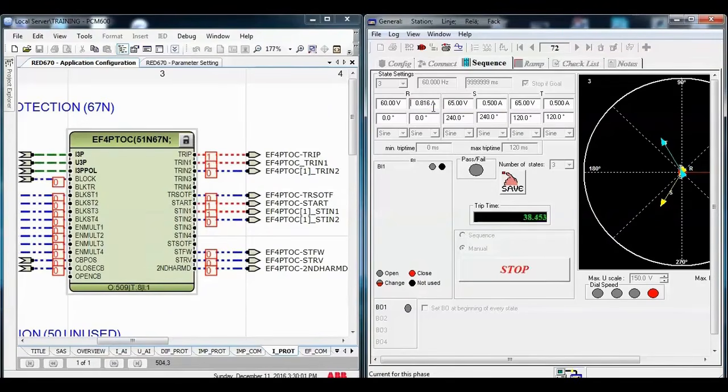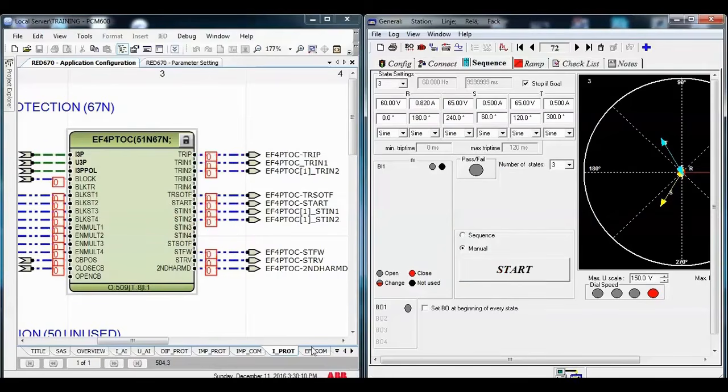We will just reduce it like this. And in reverse, for example, at an angle of 180 degrees, until you also reach 0.82, I made the change again, okay?